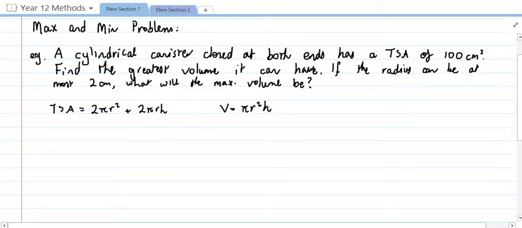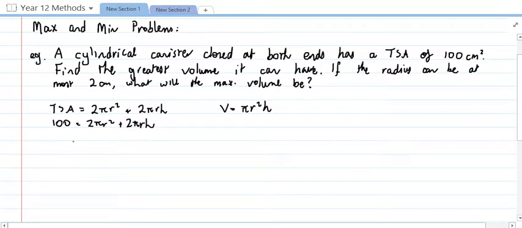So you notice this here technically has 4 variables. We've got total surface area, we've got radius, we've got height, we've also got volume. So this is just a total mess. But we know that total surface area is 100. So I can sub that in. 100 equals 2 pi r squared plus 2 pi rh.